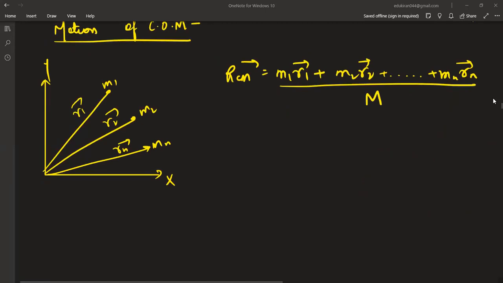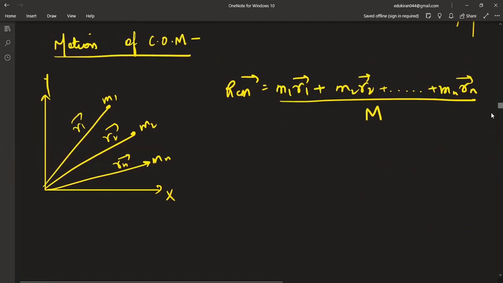Now see, motion of center of mass. Until now we were just discussing the position of center of mass, where the center of mass is located. When I said in the last class that in a body lots of particles are present, that's why the name of the lesson is also system of particles and rotation. So all of these particles are present.